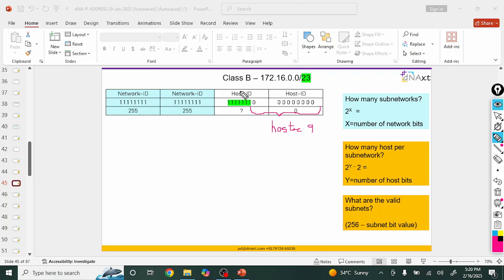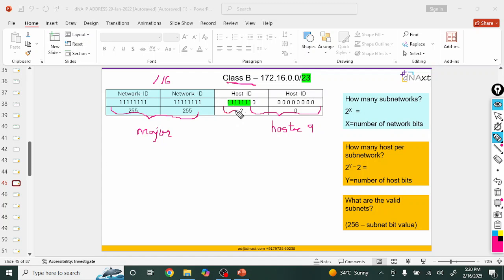And these 23 bits: 16 of the first two octets, then 17, 18, 19, 20, 21, 22 and 23. These are the network bits. Out of these 23 network bits, 16 bits are the major network bits. Why? Because for Class B, slash 16 is the default CIDR value, which signifies the major network. And that major network we are slicing up into sub networks in subnetting.